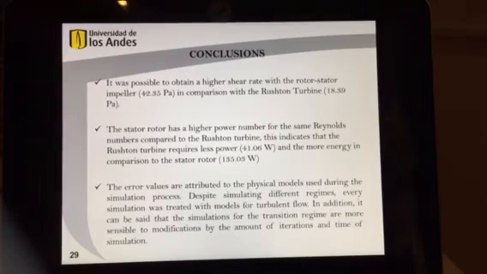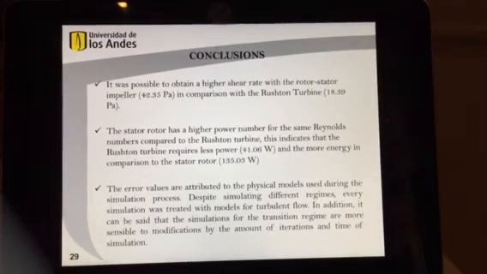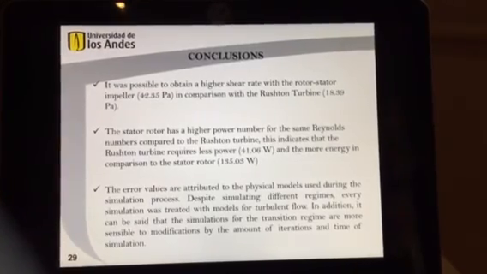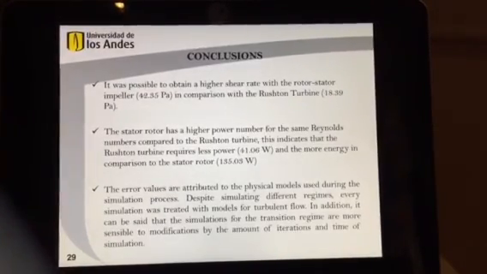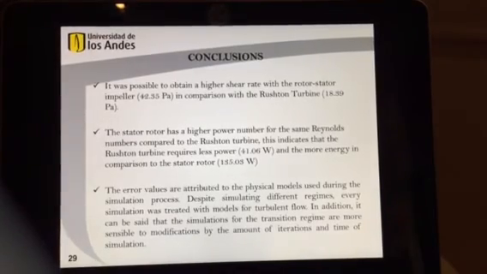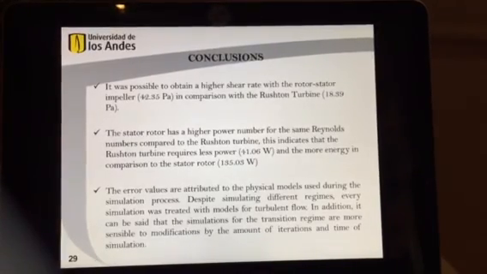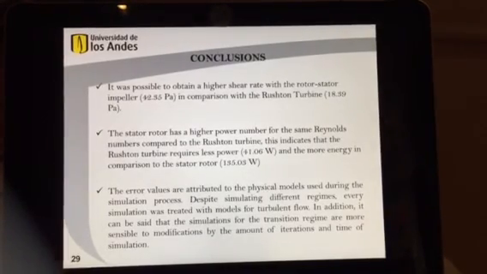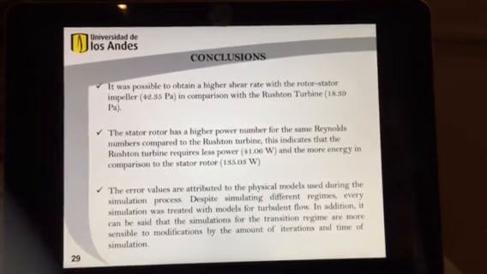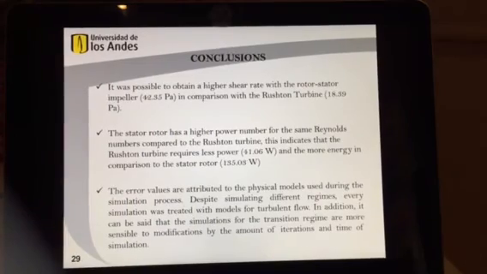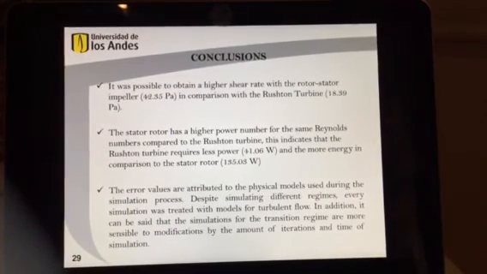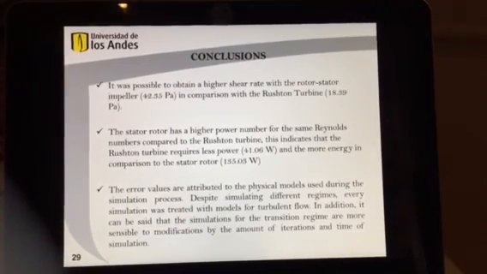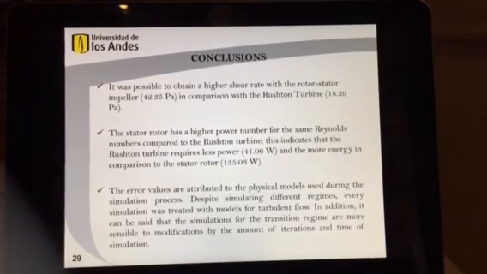To sum up, it was possible to obtain a higher shear rate with the rotor-stator impeller in comparison to a Rushton turbine. While the Rushton impeller presented a shear stress of 18.39 pascals in turbulent flow, the one obtained with the rotor-stator for the same regime is 42.35 pascals. The stator rotor has a higher power number for the same Reynolds numbers compared to a Rushton turbine.